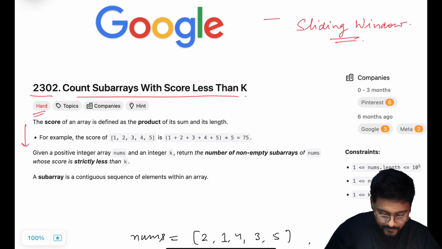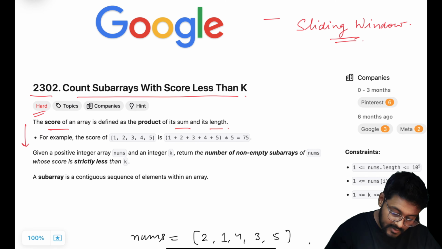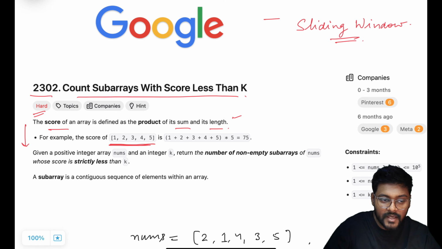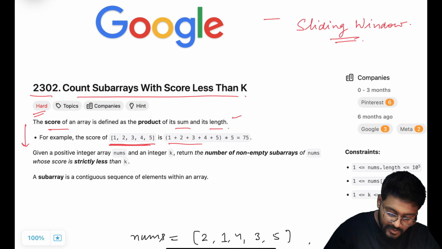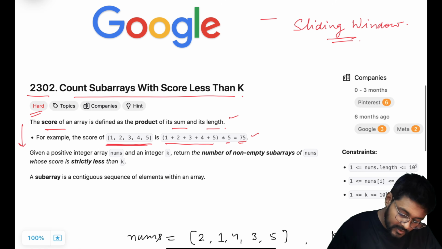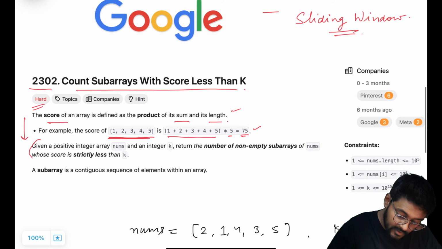The score of an array is defined as the product of its sum and its length. This is something given in the problem statement. An example is, let's say this example array is given to us. Then the score of this array is the sum of all the elements in the array multiplied by the length of the array. 1 plus 2 plus 3 plus 4 plus 5 into 5, which is the size of this array. 75 is the score.